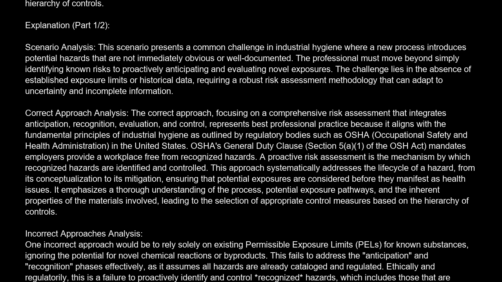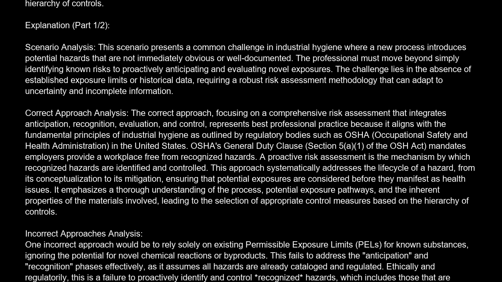Correct approach analysis. The correct approach, focusing on a comprehensive risk assessment that integrates anticipation, recognition, evaluation, and control, represents best professional practice because it aligns with the fundamental principles of industrial hygiene as outlined by regulatory bodies such as OSHA, the Occupational Safety and Health Administration. In the United States, OSHA General Duty Clause, Section 5(a)(1) of the OSH Act mandates employers provide a workplace free from recognized hazards. A proactive risk assessment is the mechanism by which recognized hazards are identified and controlled.